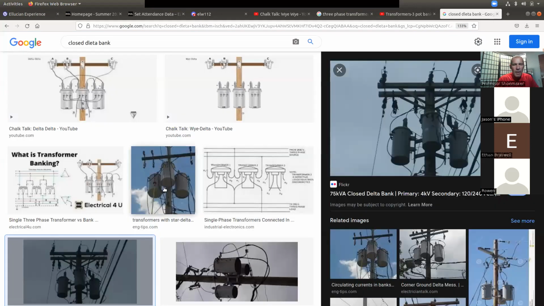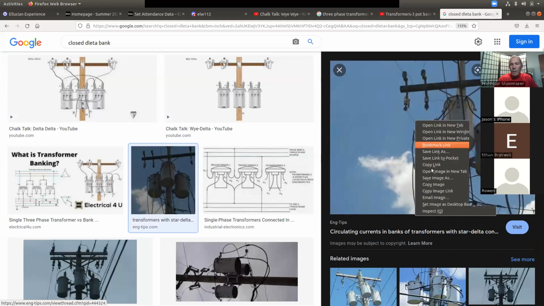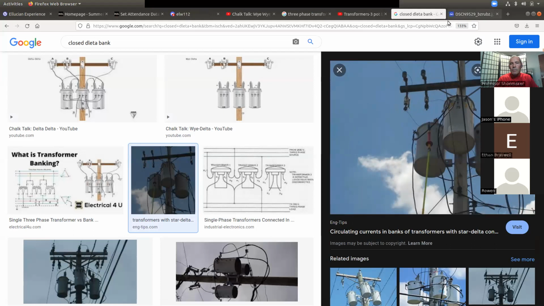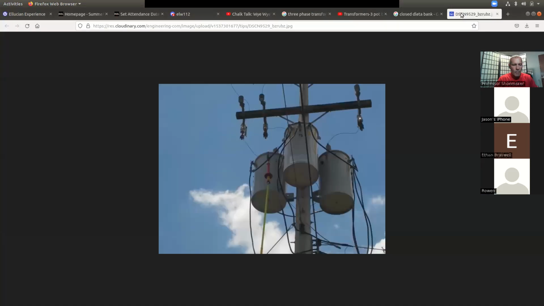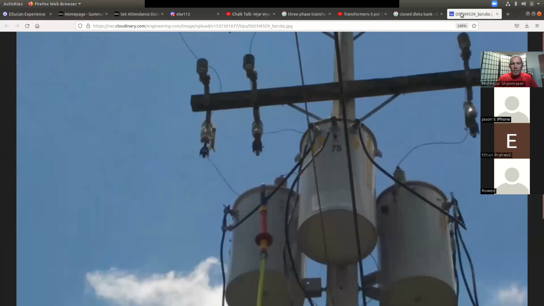So let me see if I can find one. Up here we go. Open image in new tab. There you go. How can I tell this is closed delta? Because they're using all three lugs, all three lugs in the center transformer. You got a neutral, two hot legs. Here's your tie-in bus, going from side to side.